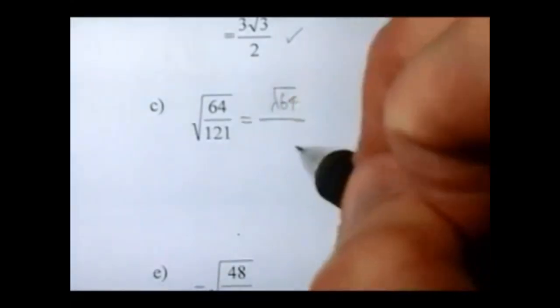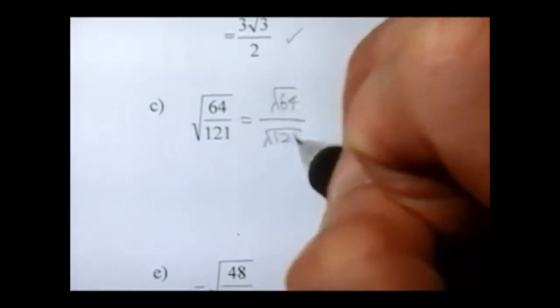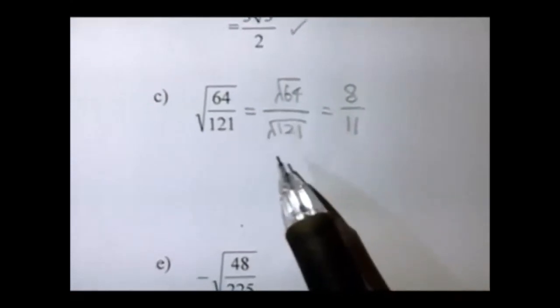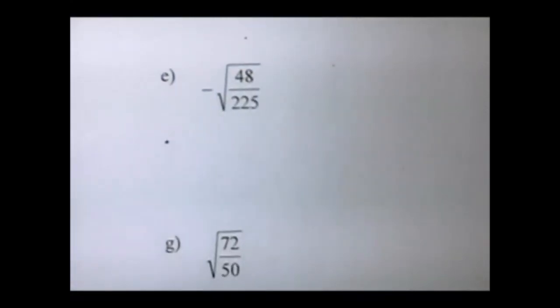Okay, this one, you can just use the root to make it as root 64 over root 121. And of course, this one is equal to 8 over 11 because they are directly perfect squares. Okay, so just move to the next one. Let's try. Okay, this one.